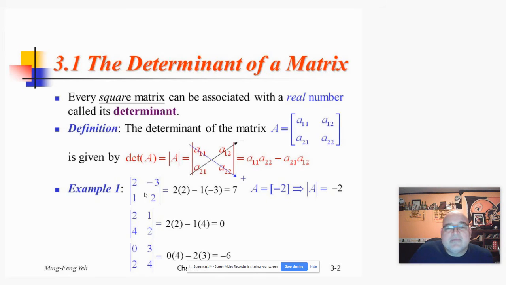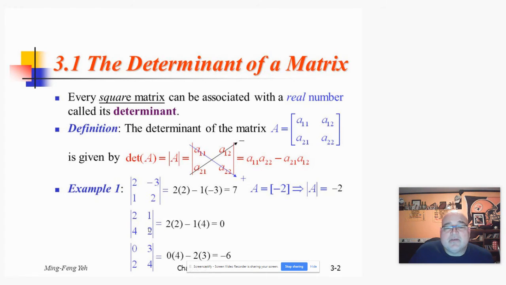Here's our matrix. Row 1 is 2, negative 3. Row 2 is 1 and 2. So its determinant would be 2 times 2 minus 1 times negative 3. 2 times 2 is 4. The 2 negatives make that a positive 3. 4 plus 3 is 7.